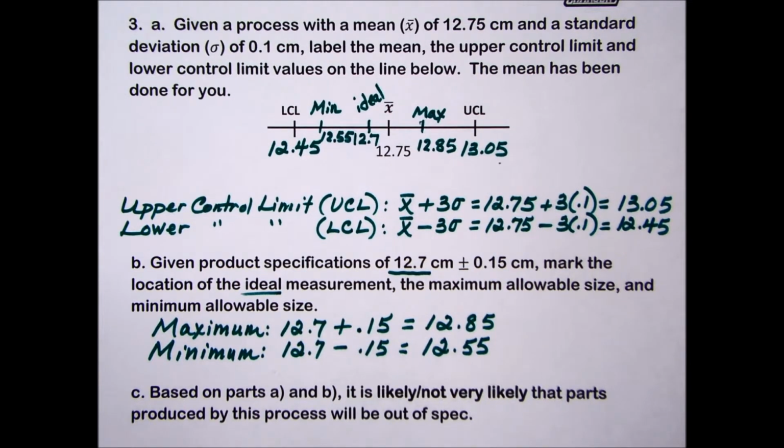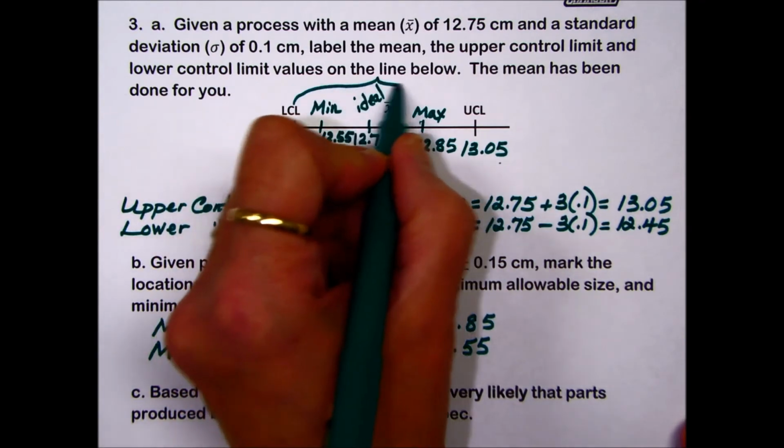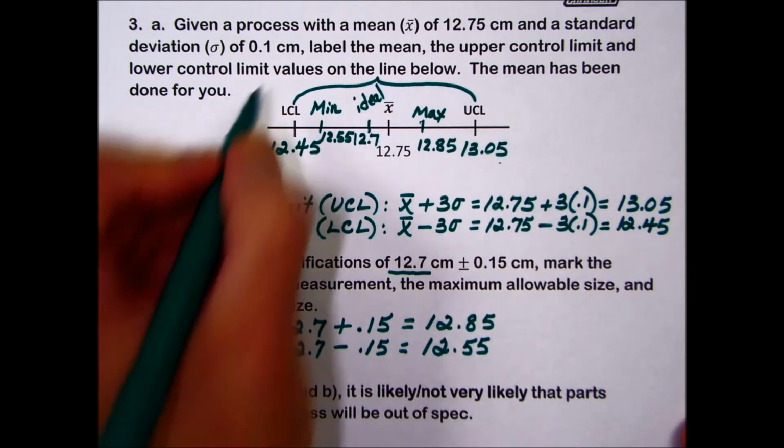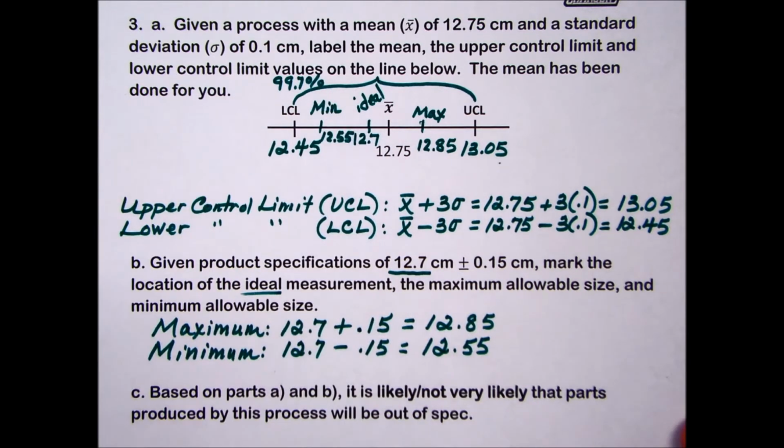In C, it says, based on parts A and B, it is likely or not very likely that parts produced by this process will be out of specifications. Well, the process is represented here by the lower and the upper control limits, which is, as I said before, 99.7% of the products being produced.